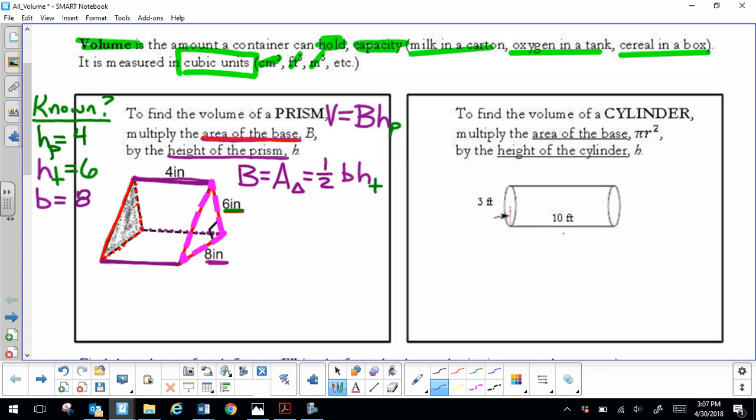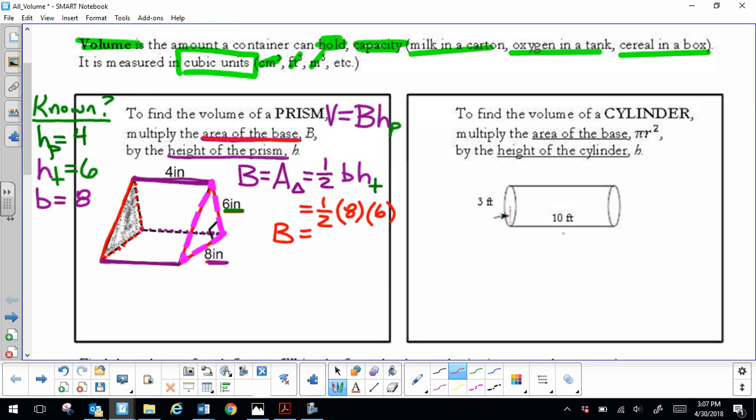Sorry for all the colors. I'm just trying to make sure you see what's happening. Okay, so fortunately we have our height of our prism. Now we're using the area of a triangle to determine what big B is. So we're going to substitute what we just wrote in our known area. Little b was 8, so we put an 8 here. And little h for the triangle is 6, so we put a 6 here.